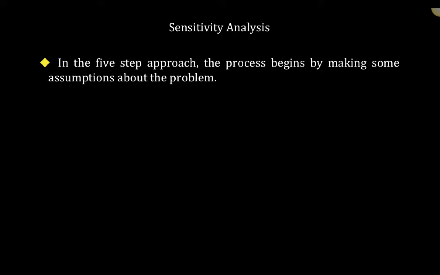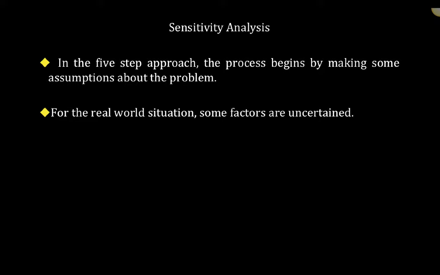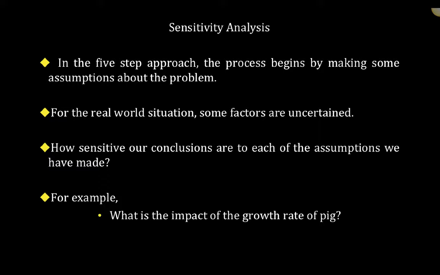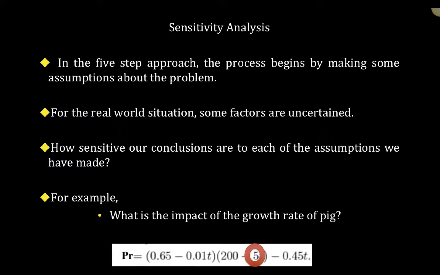Again, in the 5-step approach, the process begins by making some assumptions about the problem. In practical situations, we know it is hard to expect all of these assumptions to be exactly valid. So the next thing to check is how sensitive our conclusions are to each of the assumptions we have made. As an example, what is the impact of the growth rate of the pig? Last time we used 5, but do you think it is always constant? In practice, I don't think so.